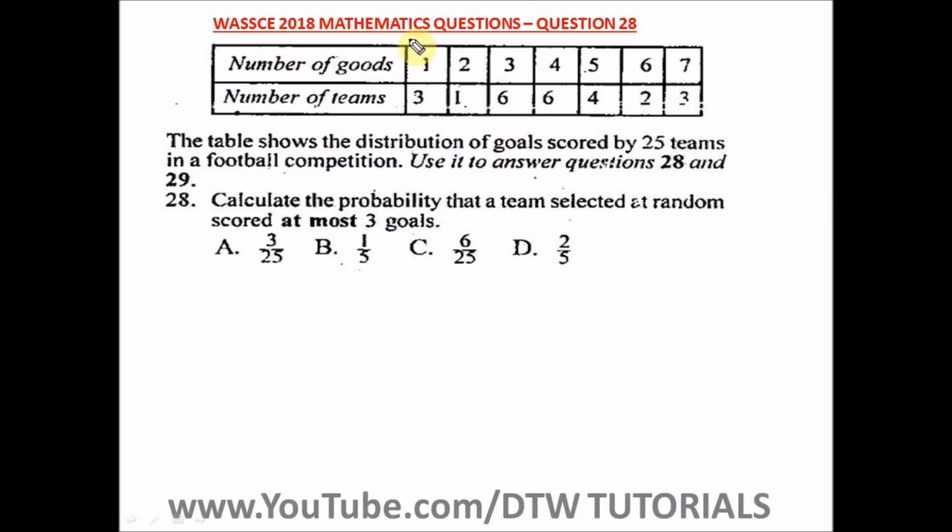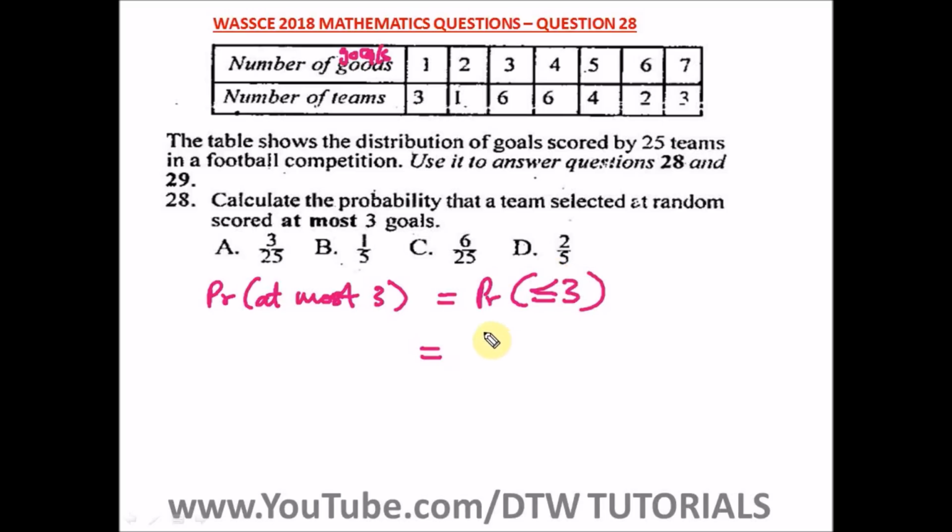Question 28 of the WASSCE 2018 Mathematics Past Question. That's your WAEC 2018. It says a table shows the distribution of goals scored by 25 teams in a football competition. Use it to answer this and this. So we have question 28 here, which says calculate the probability that a team selected at random scored at most 3 goals. So it means we are looking for the probability of at most 3 goals. That is P of X less than or equal to 3.